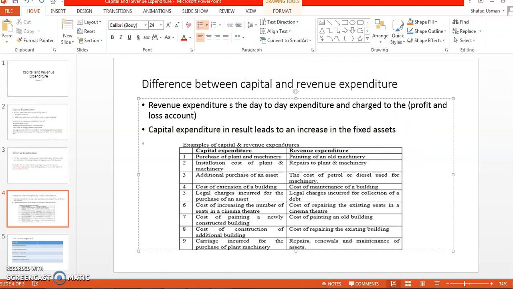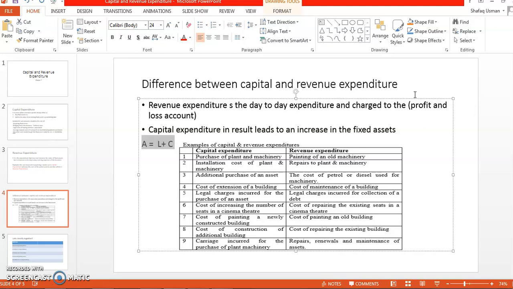I hope you remember the accounting equation. A equals L plus C. So assets equals liabilities plus capital. So it means our assets are coming from two sources of money. Our money, capital, borrowed money, liabilities. So the depiction of this accounting equation is what we call a balance sheet.